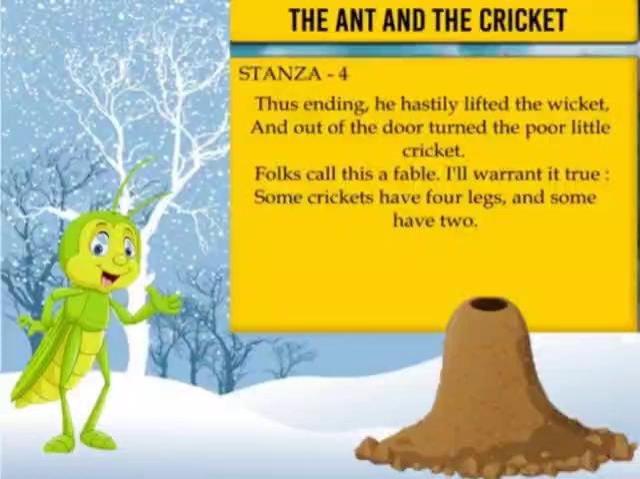Why does the poet say that some crickets have 4 legs and some have 2? What does it mean? The poet is comparing the lazy cricket to the 2-legged creature, that is, us human beings. The poet wants to suggest that this story is not entirely a fable. Rather, it is related to the real world. Some people are careless and lazy, just like the cricket in this poem.